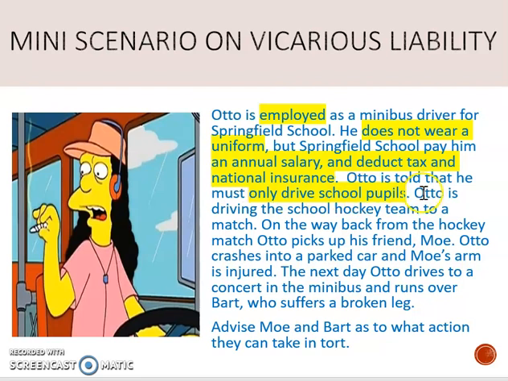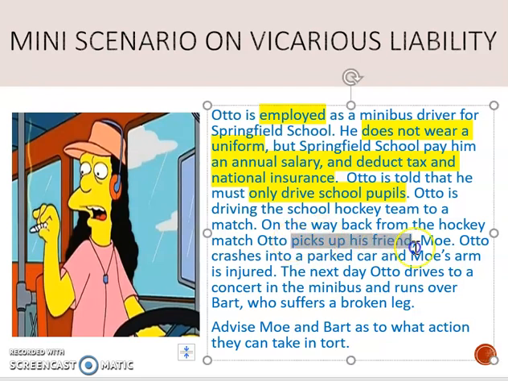And then it says Otto's driving the school hockey team to a match. So that seems to be okay because he's been told to drive school pupils. On the way back from the hockey match, he picks up his friend, Mo. Sorry, I'm trying to highlight that. There we go. So that's relevant because he's been told he should only drive school pupils. He's picking up his friend.